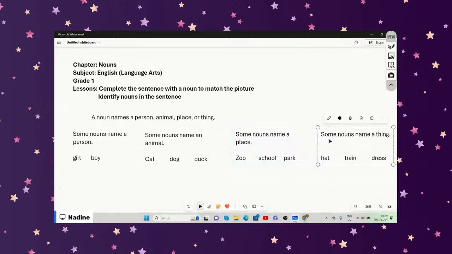Then some nouns name a thing. For example, a hat, a train, dresses are things. Shoes are things, balls are things. We call those nouns. So just to top it off again, a noun names a person, an animal, a place, or a thing.